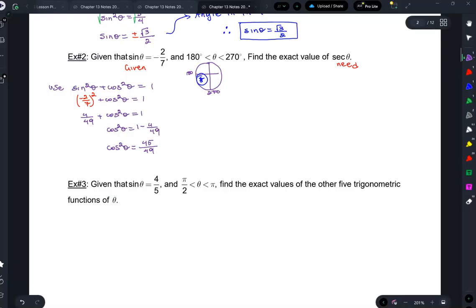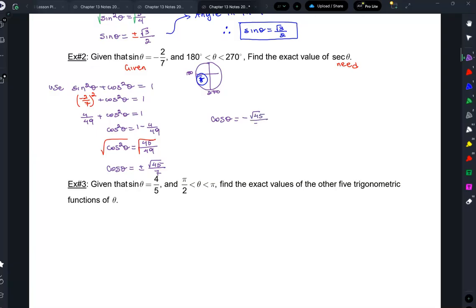Right? And this is cosine squared. Now I want cosine. Take a square root. So cosine is plus or minus root 45 over 7. Raise your hand if you say we take plus for cosine. Raise your hand if you say we take minus for cosine. Minus for cosine, because in quadrant 3, cosine is negative. So cosine of theta is equal to negative root 45 over 7.